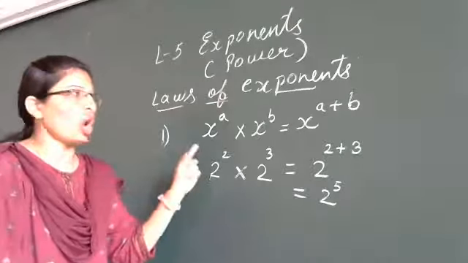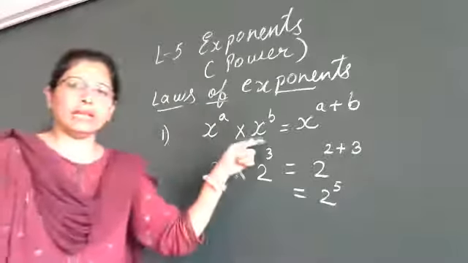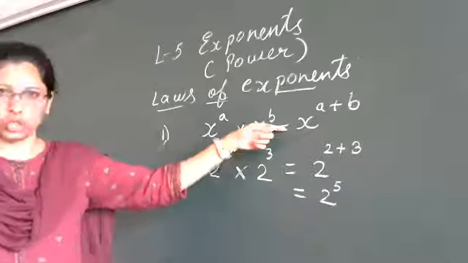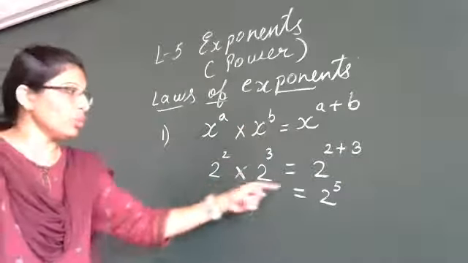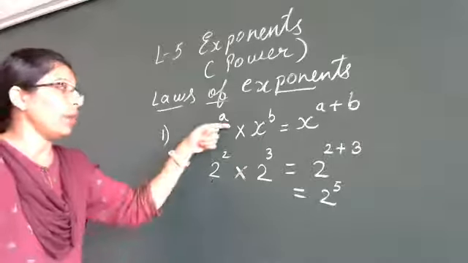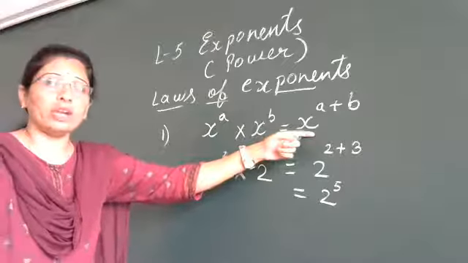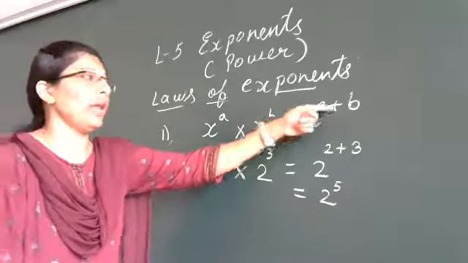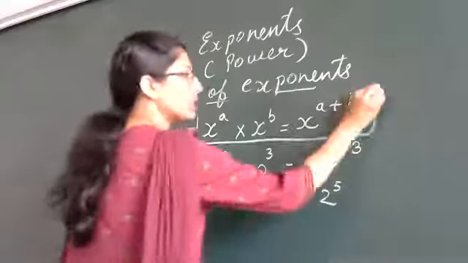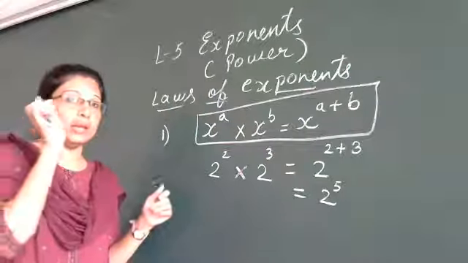Okay, so the first law of exponents is, if x is any non-zero rational number and a and b are positive integers, then we can use this law for multiplication, that x raised to a when multiplied with x raised to b, we can write the law as x raised to a plus b. You have to remember these laws. These are important laws. You have to learn and remember, keep in mind.